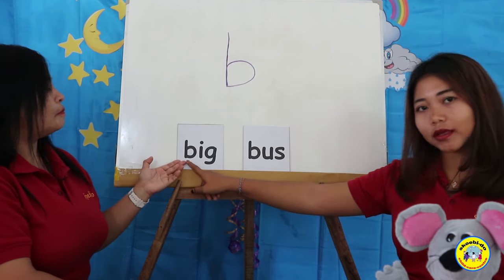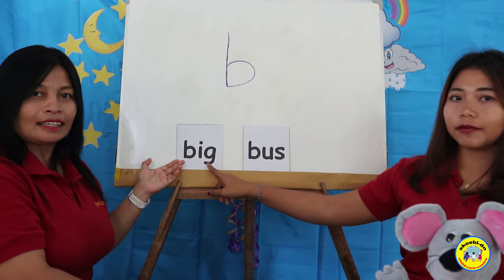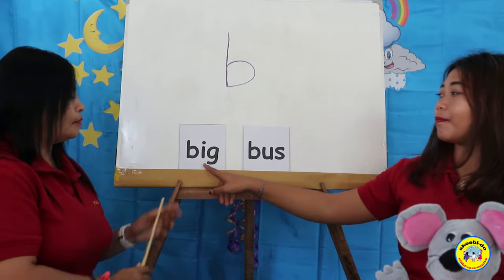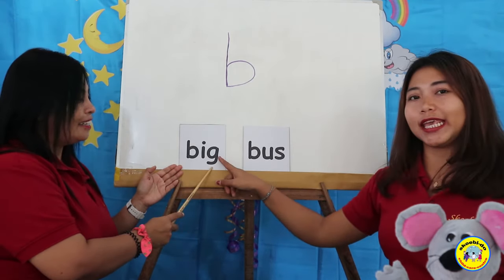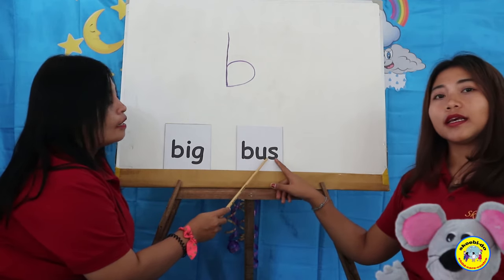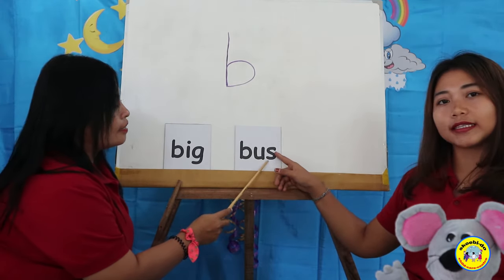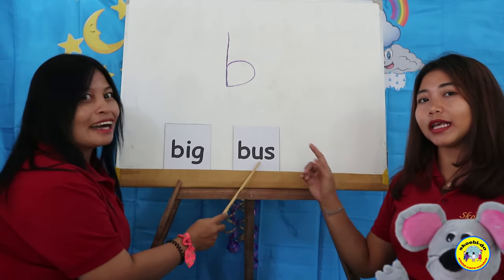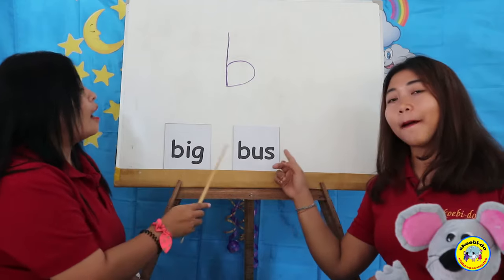B. I. G. B. I. G. Big. Big. That is big. Remember, big. Okay. Now next. B. A. B. As. B. As. Bas. So the first word is big, and the second word is bus.